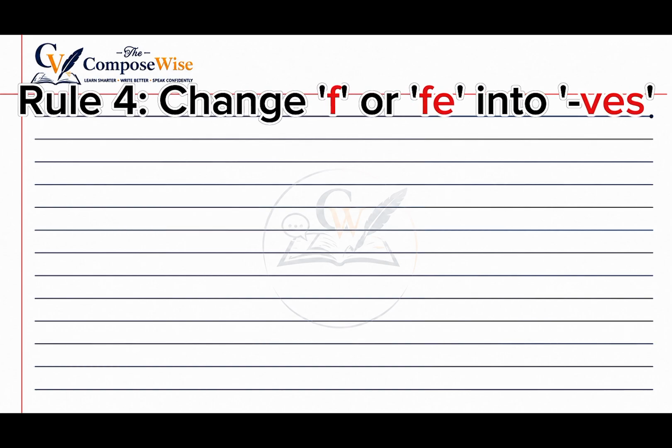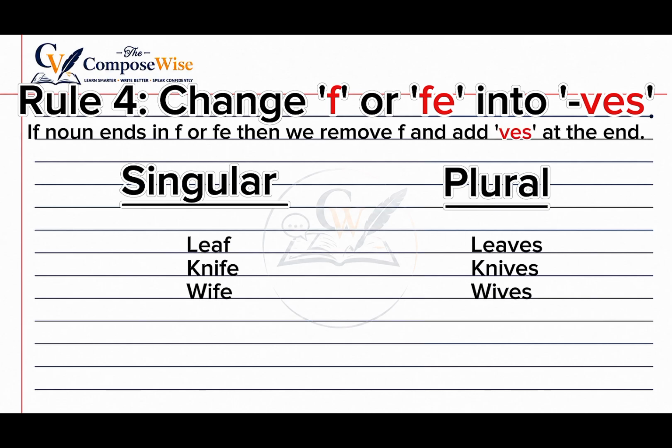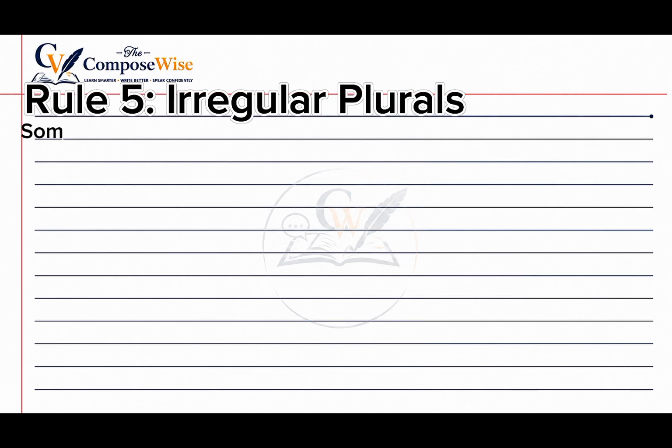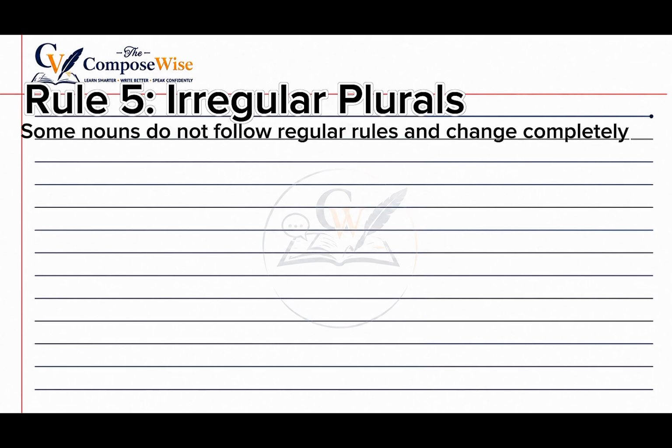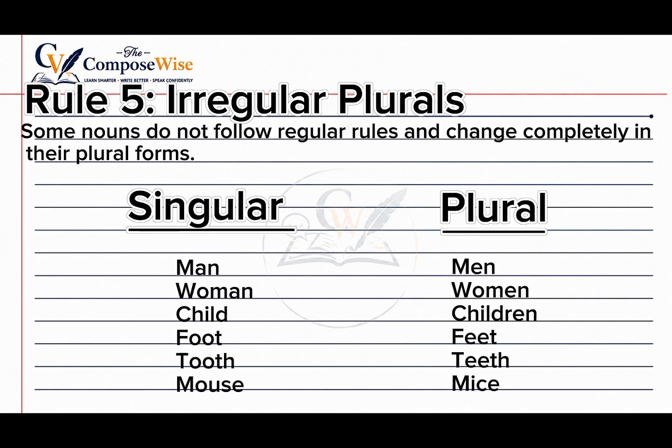Rule number 4. If a noun ends in f or fe, then we remove f and add ves at the end. These are the examples. Rule number 5. Some nouns do not follow regular rules and change completely in their plural forms. These nouns are called irregular nouns. These are the examples.